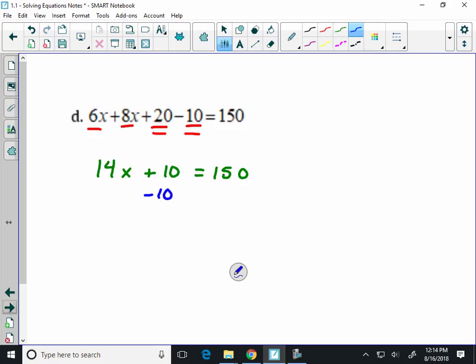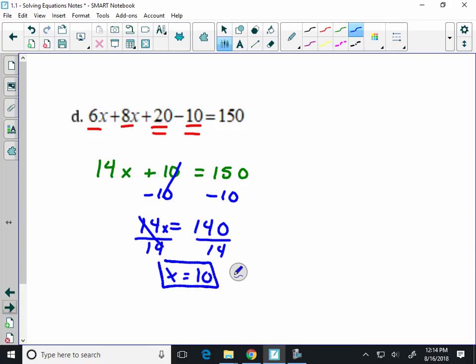Just move the 10 over. 150 minus 10 is 140. And divide by 14, just like we did in the beginning. And 140 divided by 14 is... Questions over that?